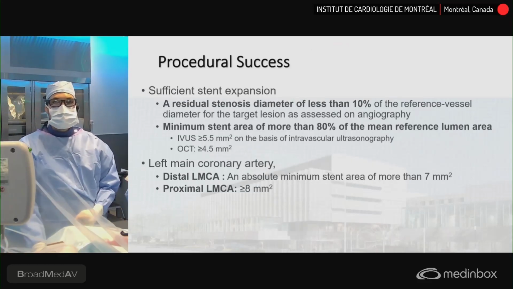Next slide. The procedural success was defined as a residual stenosis diameter less than 10% angiographically and a minimum stent area of more than 80% of the mean reference lumen area of the vessel. So on IVUS, that was 5.5 square millimeters on the basis of IVUS, and OCT was greater than 4.5. In left main coronary artery, it's actually a larger vessel. So the minimum stent area had to be greater than 7 for the distal left main, as is this case, or greater than 8 square millimeters in the proximal left main.